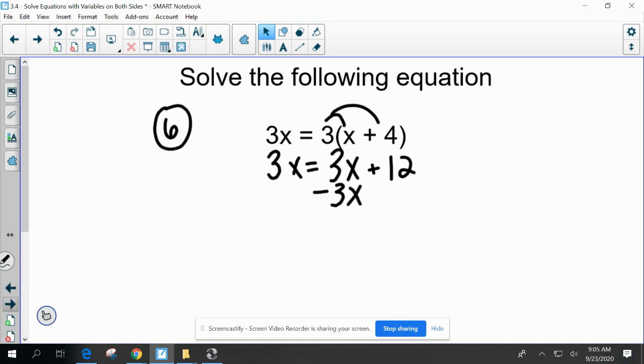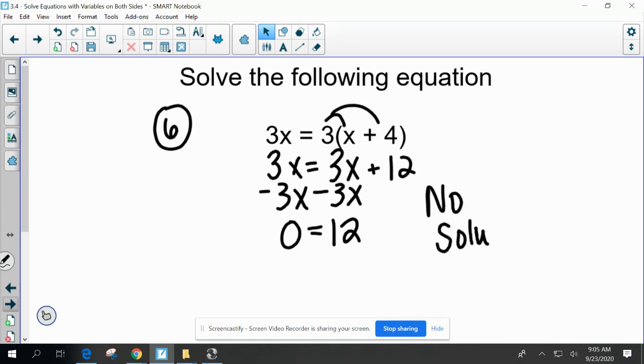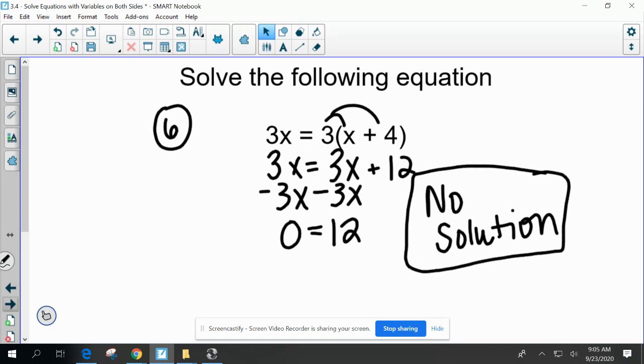So if I were to subtract 3x, what is 3x minus 3x? 0. It's going to cancel, and I'm going to be left with 0 equals 12. Okay, does 0 equal 12? Is that true? No. So if you're left with a solution that is not true, it could be any number equals another number, like 5 equals 20, 2 equals 35. It doesn't matter. If it's not true, then your answer is no solution. So this is your actual answer right here. No solution. Not any other form of that. You actually need to write out no solution.